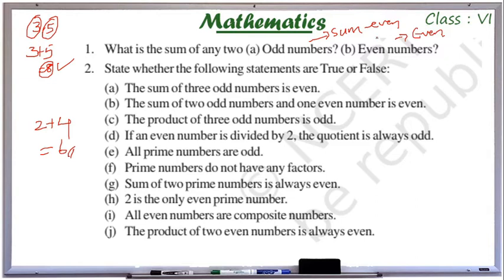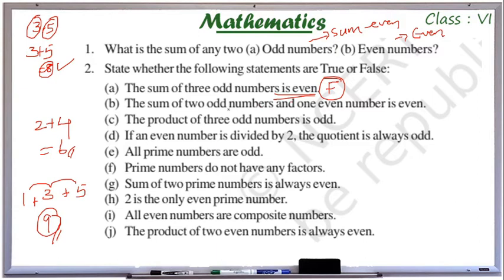Coming to the second question, we have to state whether the following statements are true or false. The sum of three odd numbers is even. Let us check. For example, 1, 3, 5. Three odd numbers are here, and the sum is 9. It is odd. So, this is a false statement. The sum of three odd numbers is even is a false statement.